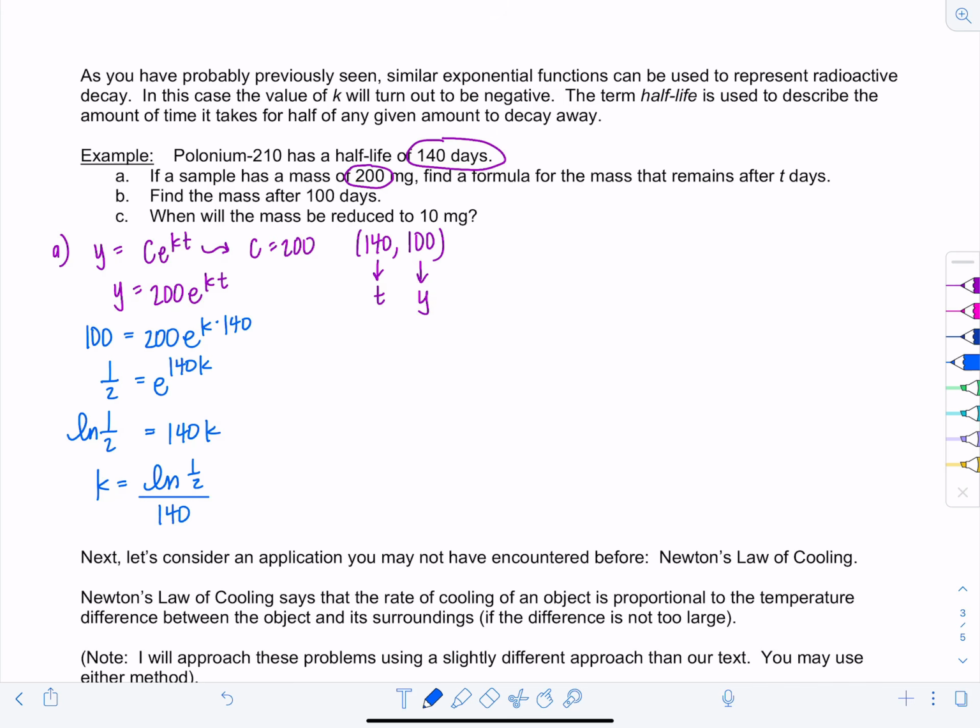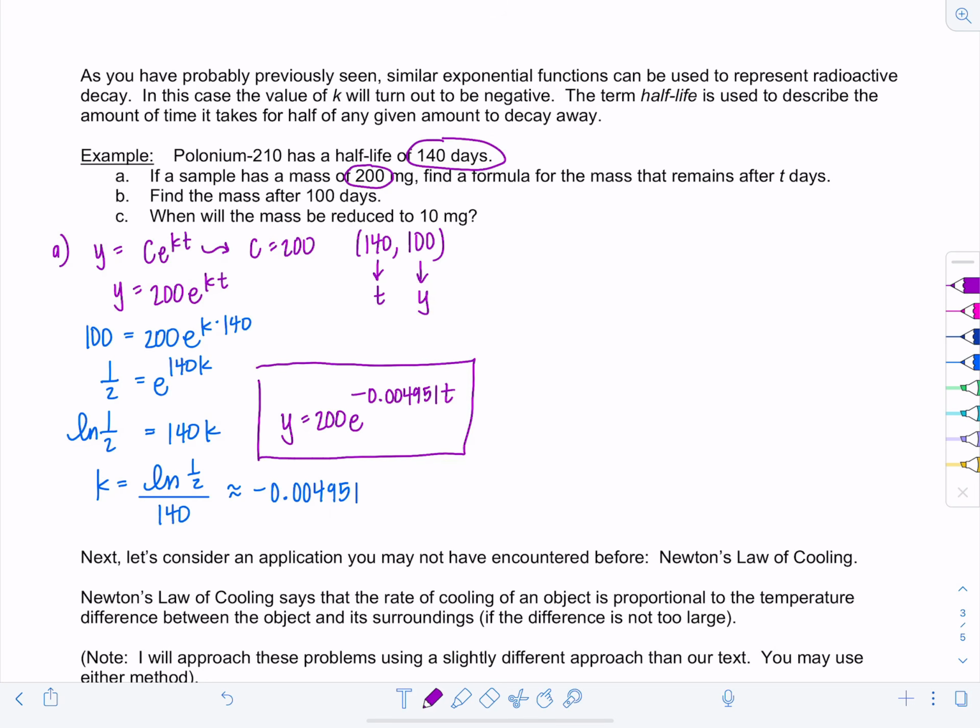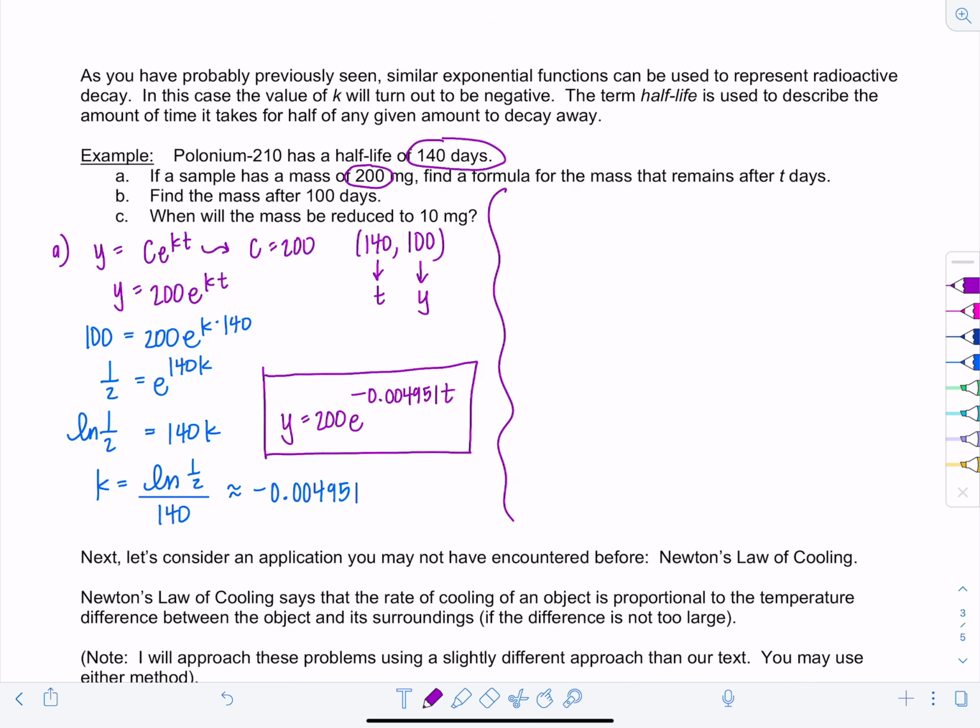Okay, and this is approximately negative 0.004951. So if I'm going to put this all together in the model here, I get y equals 200 times e to the negative 0.004951t. Or like in the previous example that I showed you, you can rewrite it with base 1/2, should you choose. Okay, let's look at part B.